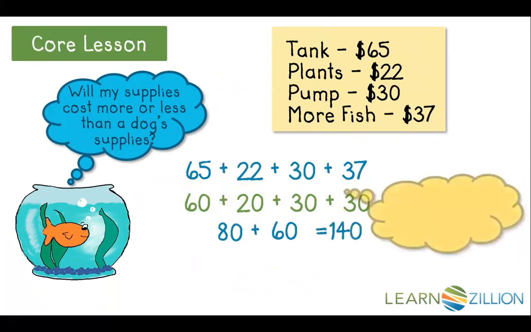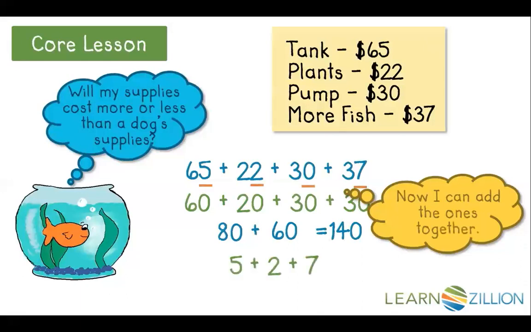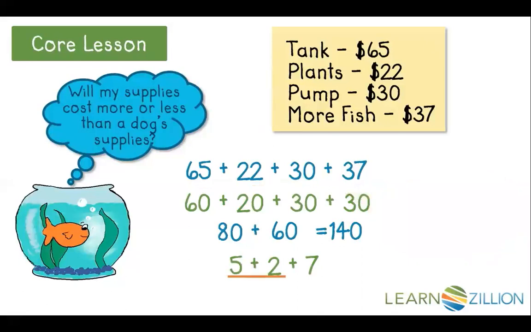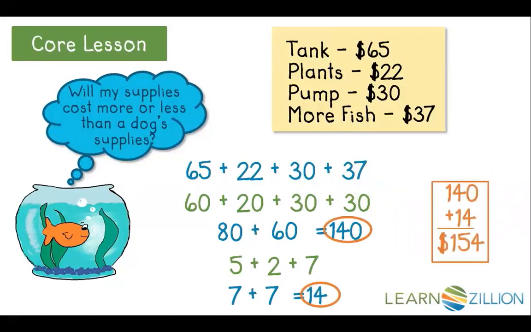I can now add together the ones. 5 plus 2 plus 7. I don't need to add in the 0 because there are no ones in 30. I know that 5 plus 2 is 7, so 7 plus 7 more equals 14. 140 and 14 are partial sums, so I will add 140 plus 14 together to get 154. The total cost of the fish supplies is $154.